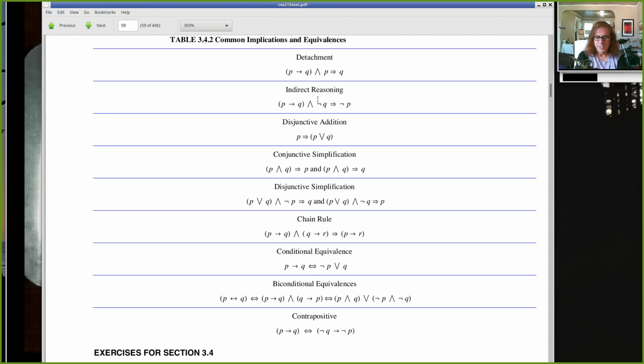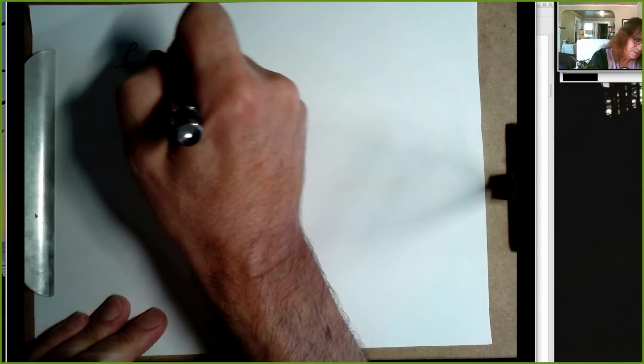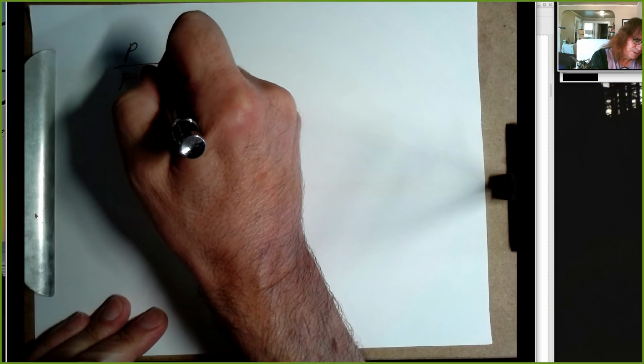All right, disjunctive addition. So this is a funny one. Given P, we can conclude P or Q. And there's nothing here that says anything about Q on the left side. So disjunctive addition says given P, we can conclude P or Q.